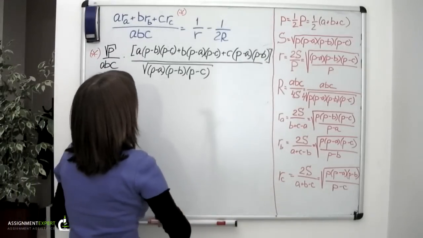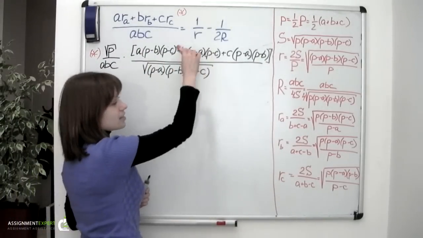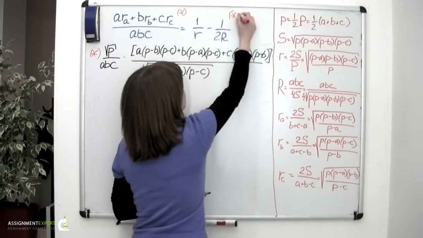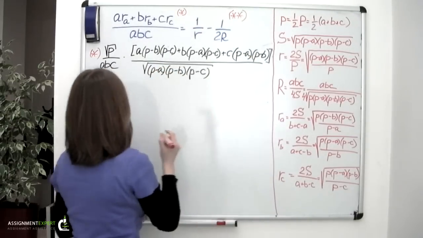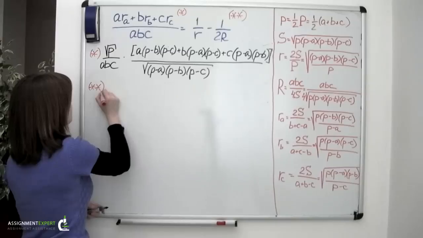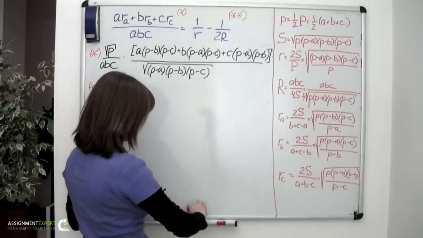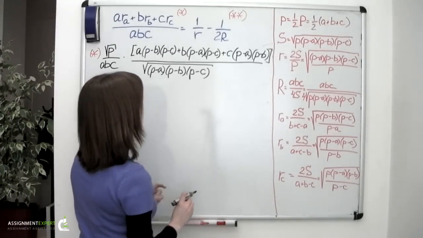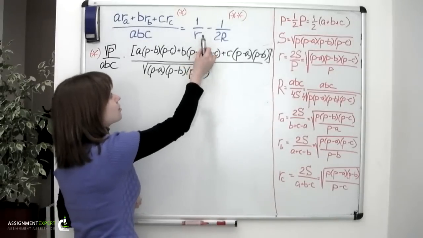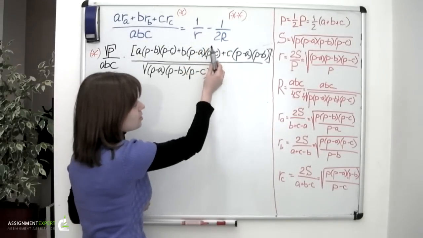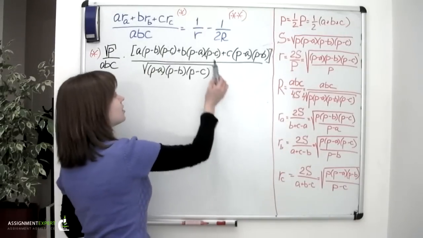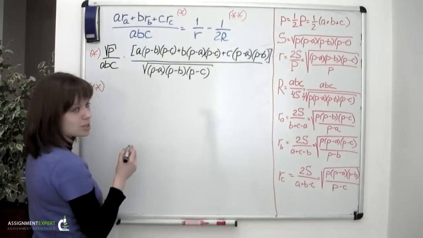Now let's consider the right side of this identity. Let's mark it by two asterisks and see what we can do with it. So it goes 1 divided by the inradius minus 1 divided by 2 times the circumradius. So we'll substitute these two formulas in this expression, and this is what we're going to get.